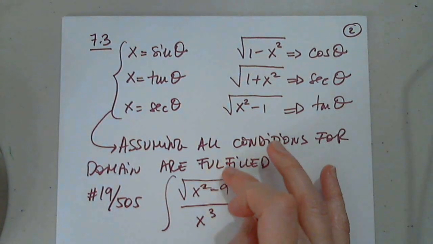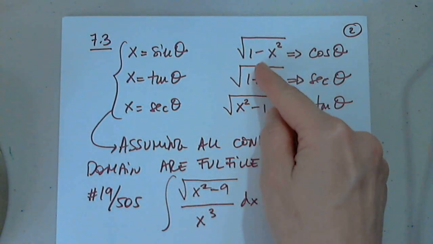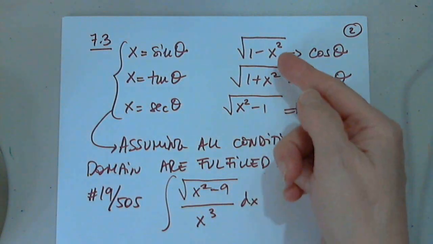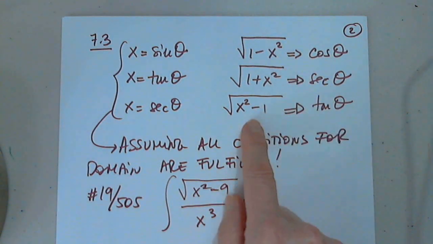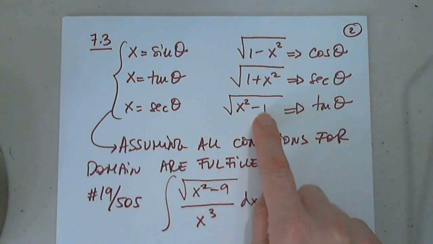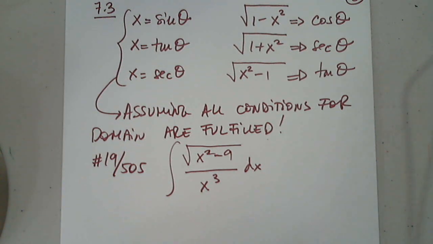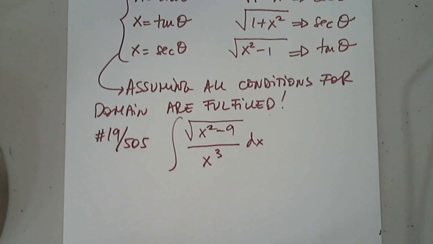So first of all, this square root, when we look at these three possibilities, it doesn't match this, it doesn't match this. It's close to this one, but not exactly because of this 9. So a little factoring and algebraic manipulation will take care of that. So how will we do this?